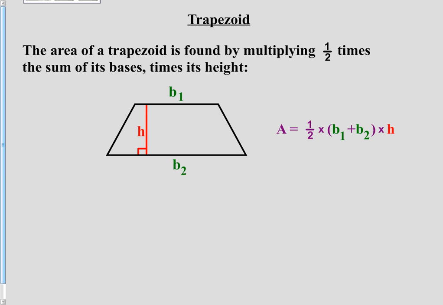So, in the idea of the composite shapes that we've talked about lately, a trapezoid could also be thought of as a triangle on the left side, a rectangle in the middle, and then a triangle on the right side. And that's how come the formula looks very similar to the triangle's formula.